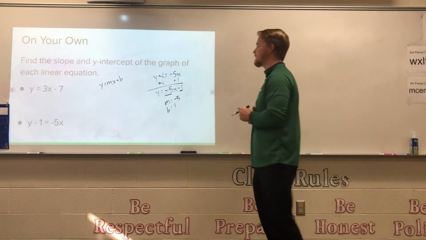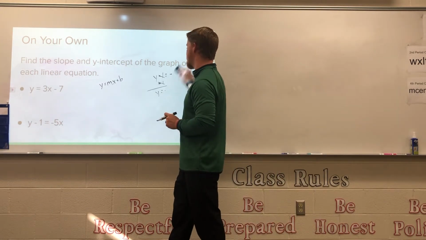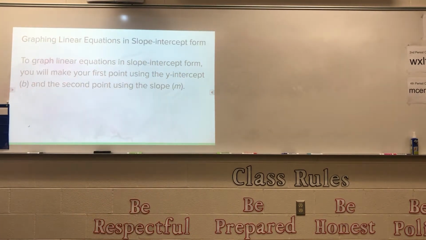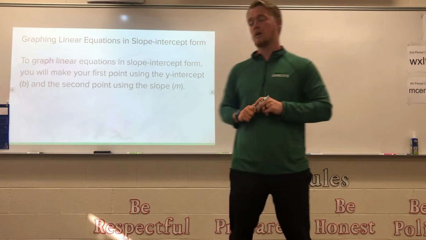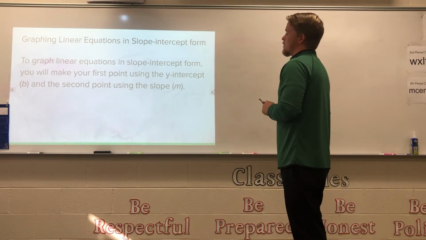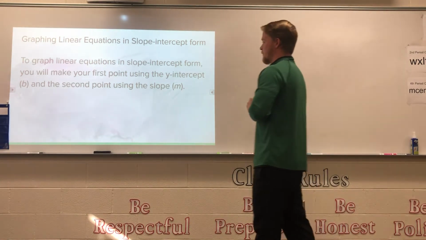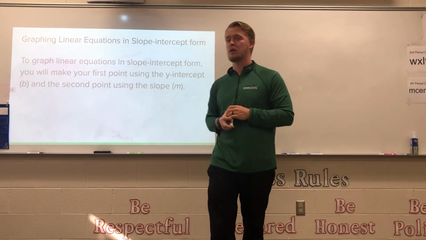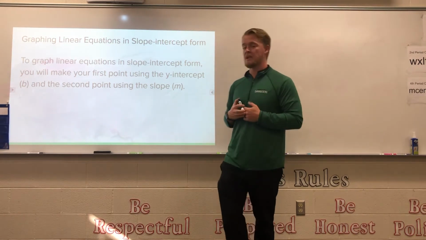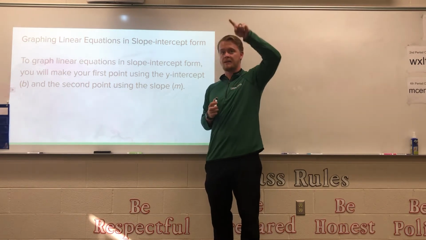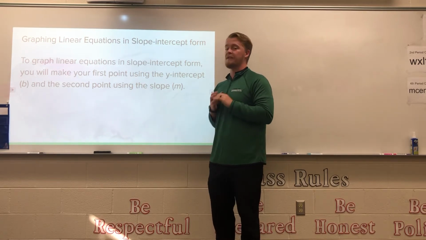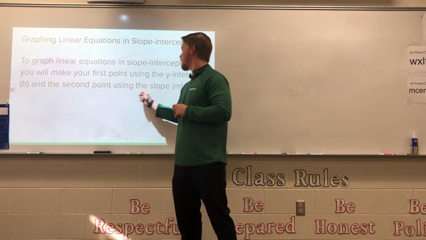Alright, so make sure you can identify and pick out your y-intercept and slope because that's important to now use to actually graph these linear equations. So these are the directions on how you're going to graph these linear equations. To graph linear equations in slope-intercept form, you will make your first point by using your y-intercept, your b. What that means is, whatever your y-intercept is in your slope-intercept form, you're going to go to the y-axis and make a point at that intercept. That's where your first point would be. And then from that point, you'll make a second point using your slope.